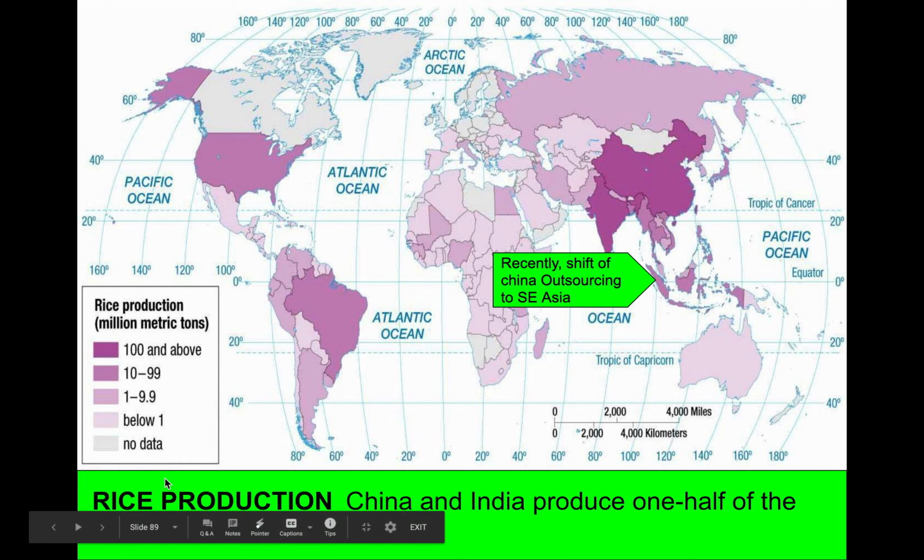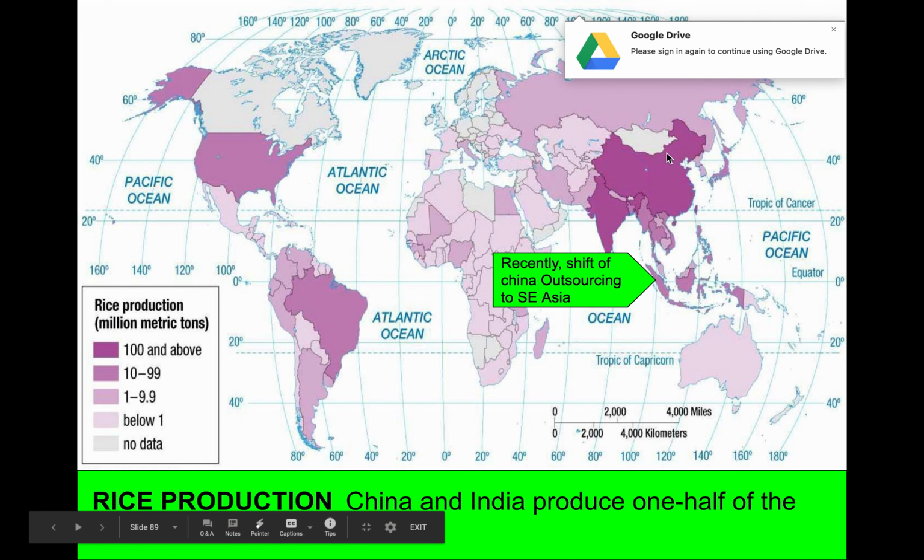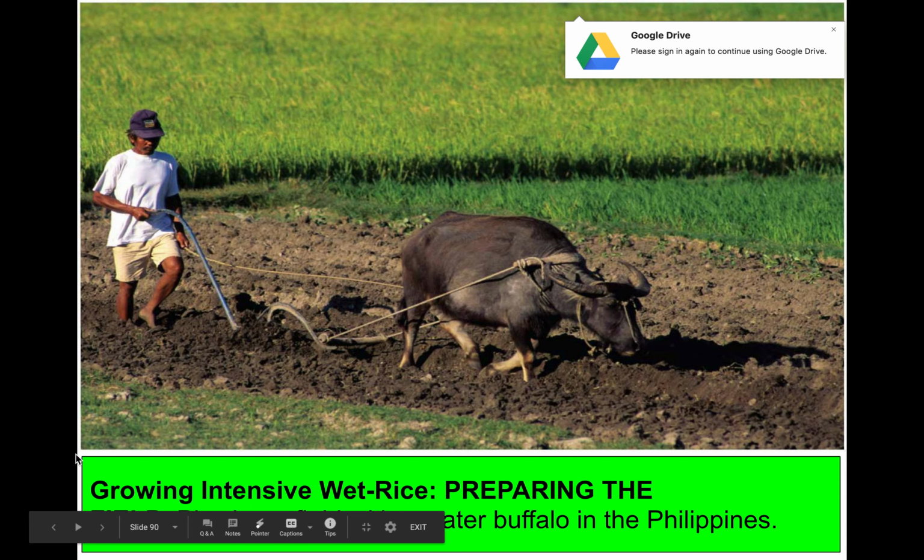It's also important to note that 50% of the world's rice production is found in India and China. However, more than 90% of rice production is found in East, South, and Southeast Asia. So, again, we look at this region of the world, and they produce 90% of the rice in the world. Here's a look at the intensive work of a rice planter.